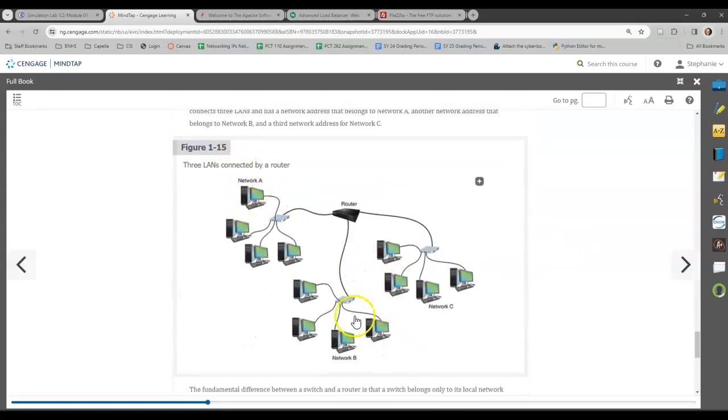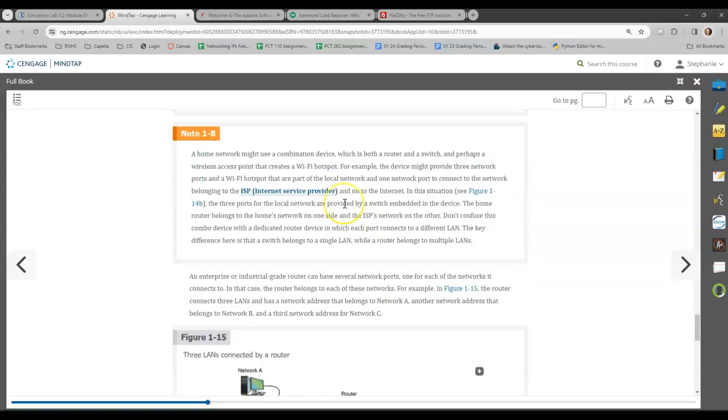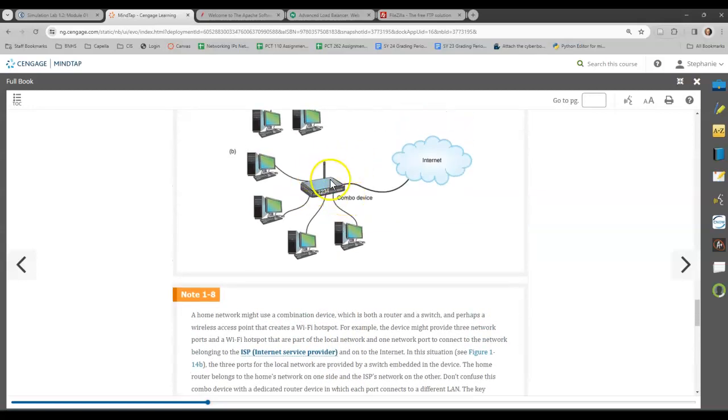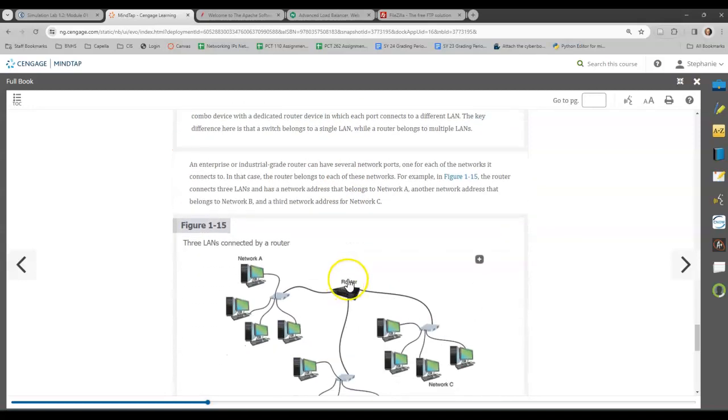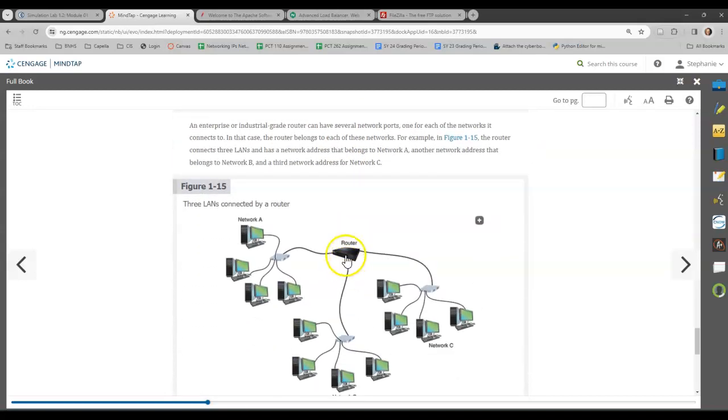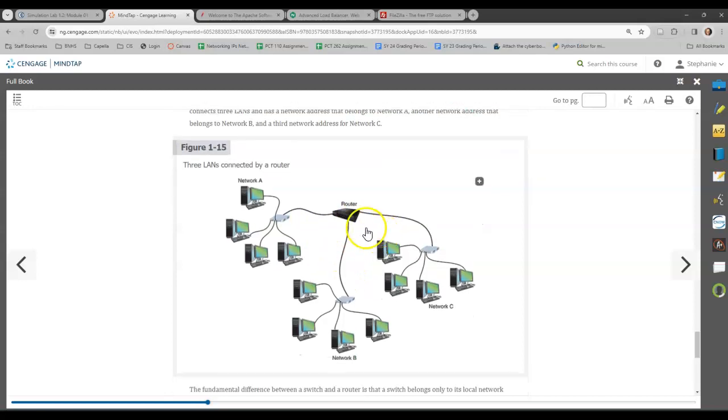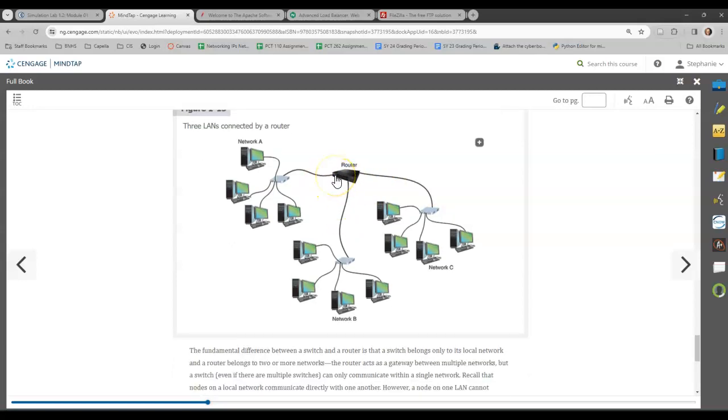3 LANs connected by a router. So here we've got 3 LANs connected by a router. Now, a business router is totally different than our little combo device or our router we have at home. So I'm not going to say totally different, but it's definitely beefier. It's better. And so it's definitely got purpose. And it's going to be much better for business purposes, and it's going to cost more.